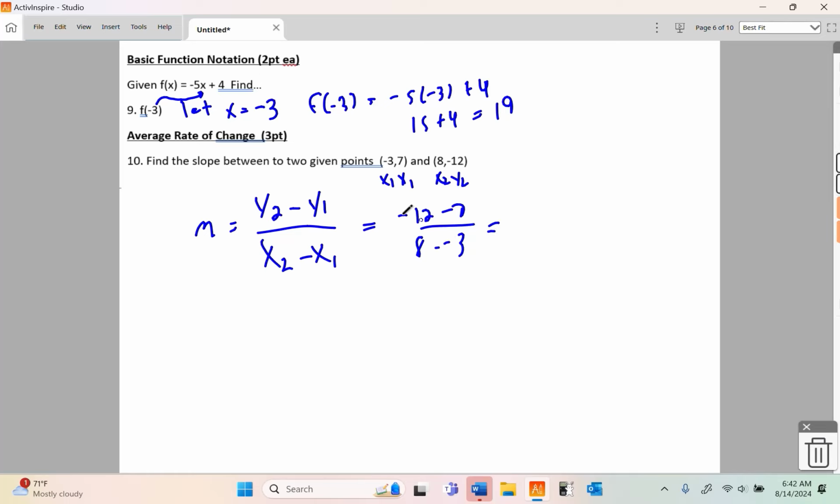Just the usual problems that I've seen over my career. Nothing new, nothing special. Negative 12 minus 7 is negative 19. 8 taking away negative is addition, by the way. So 8 plus 3 is 11. And there's your answer. Negative 19 11ths, unless I screwed up somewhere. I don't think I did. Doesn't look like I did, so it looks good to me.